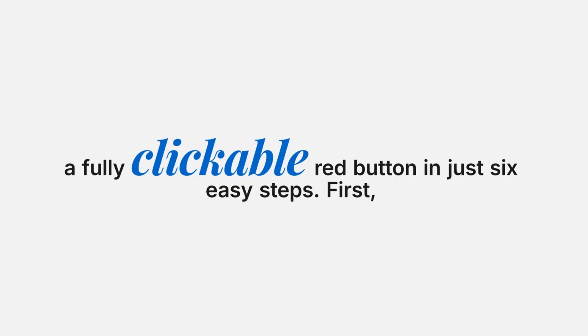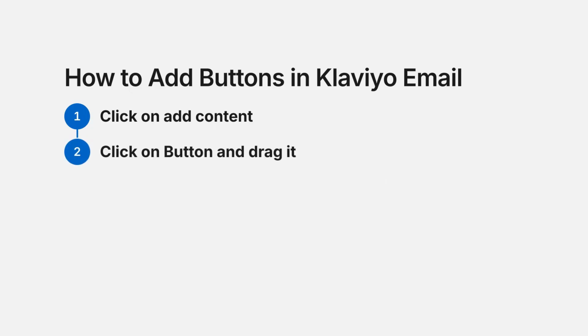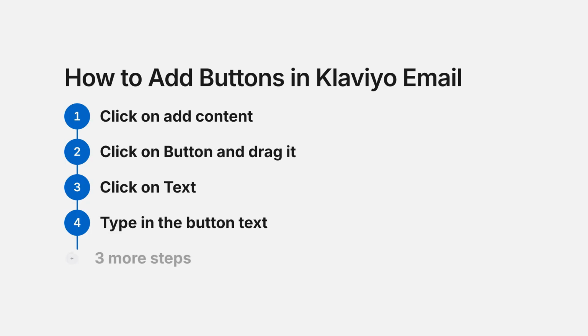Are you tired of hunting for the button block in Klaviyo's editor? Learn to add a fully clickable red button in just 6 easy steps. First, we'll insert and drag the button into place. Then, we'll set its text, link, and color, all in under 1 minute.